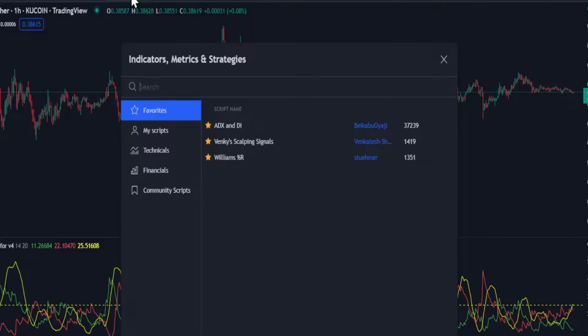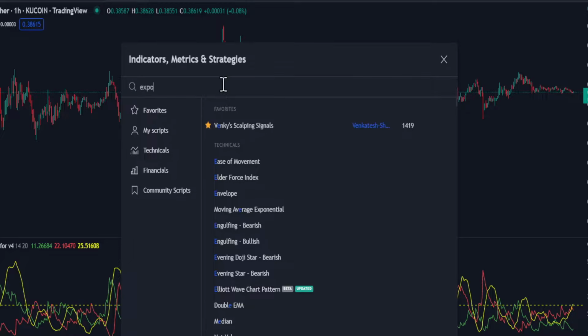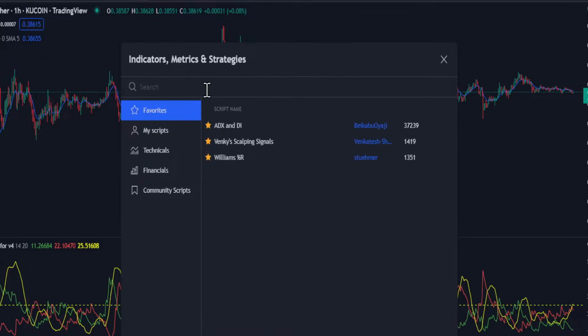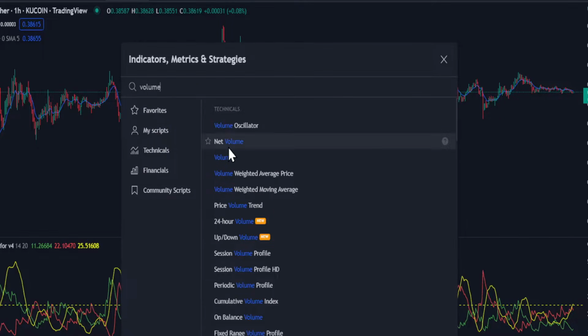Click on the indicator tab. Type exponential moving average, click on it and add the second indicator to your chart. On the search bar, type volume and click on volume to add the regular volume indicator into your chart.